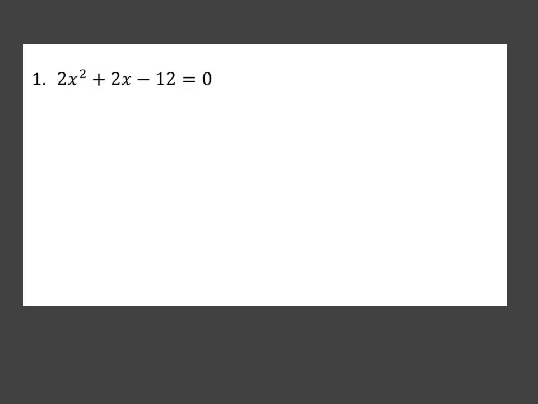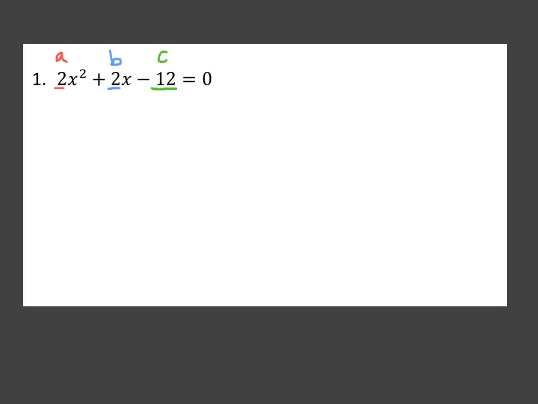Just like with zero product property, we have to make sure that our equation says equals 0. If it doesn't, we have to make it equal 0. So, lucky for us, this equation already says equals 0. So what we need to do is determine what a, b, and c are. A is always your leading coefficient, or the number in front of your x squared. B is always in the middle, the number in front of your x. And c is always your constant.